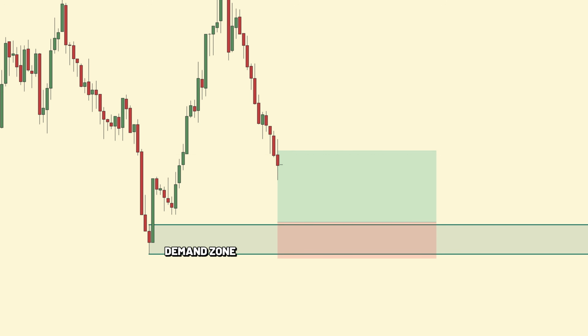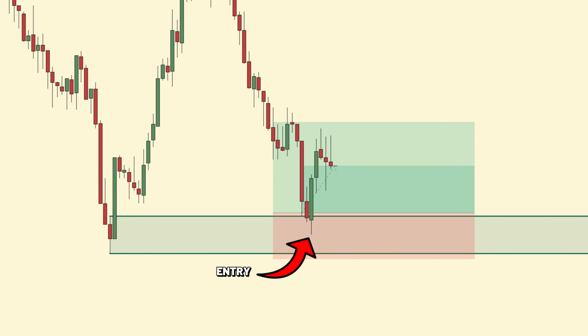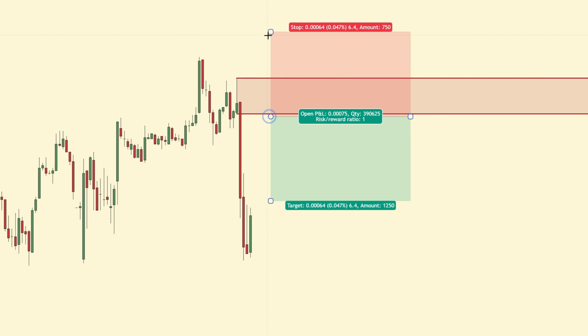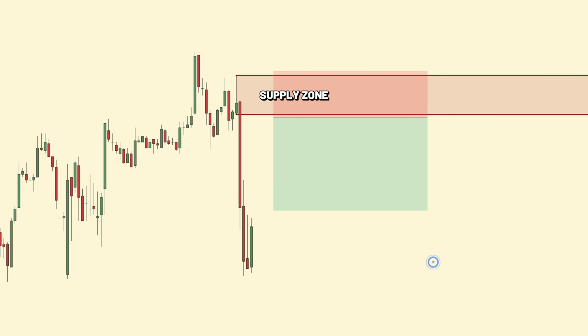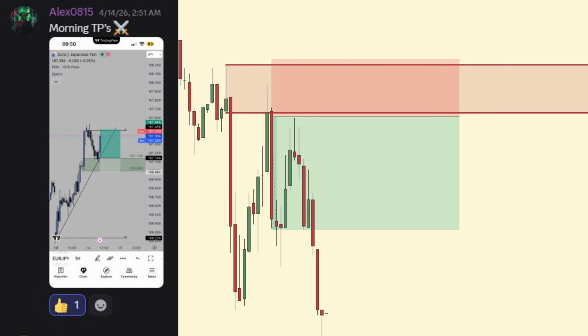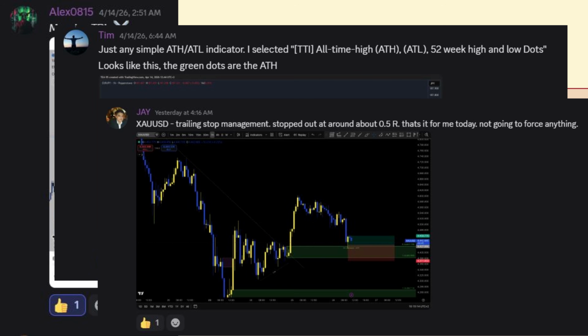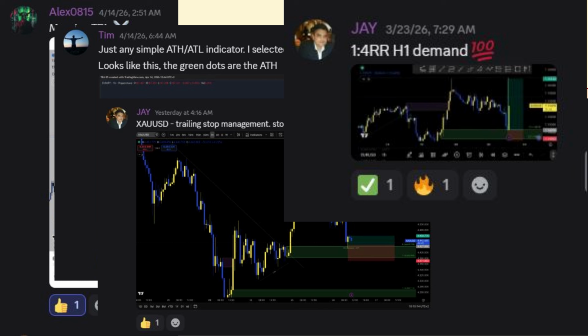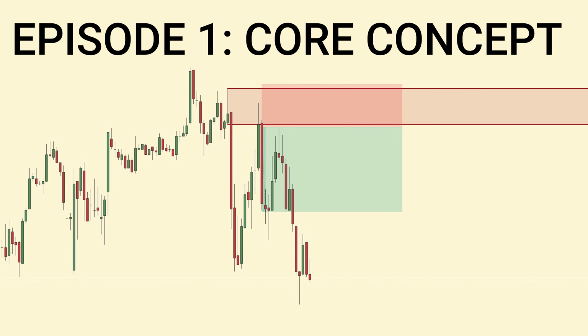For the past 6 years, I've been trading using this exact framework, and in this series, I'll be breaking down exactly how I do that step by step to help you in your trading. My students have also been applying the same approach, and they are seeing great results in their trading since using this strategy. So with that being said, let's get right into the first episode.